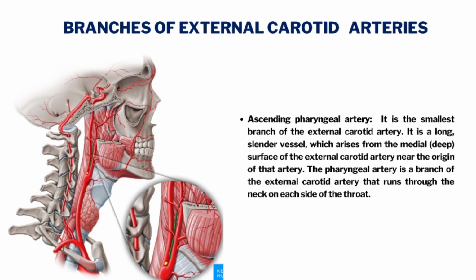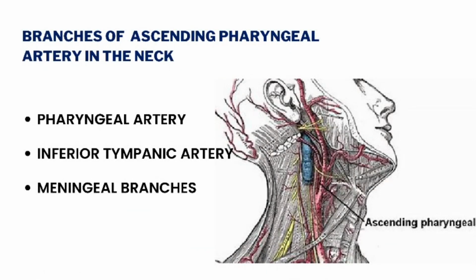It gives off numerous small branches to supply longus capitis and longus colli, the sympathetic trunk, the hypoglossal, glossopharyngeal and vagus nerves, and some of the cervical lymph nodes. The ascending pharyngeal artery gives off branches that contribute to the blood supply of the pharynx, prevertebral muscles, middle ear, and dura mater. The branches of the artery are the pharyngeal, inferior tympanic, and meningeal branches.